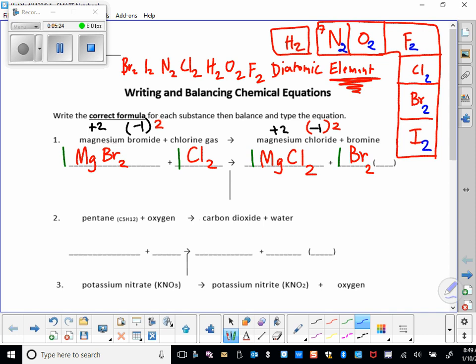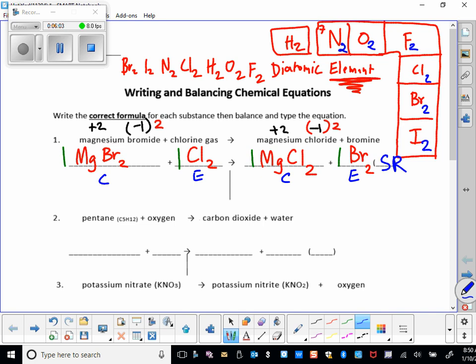Now, if you look at this, it is a compound made of magnesium and bromine. This is just an element. It only contains chlorine. This is a compound, magnesium and chlorine. That's an element. Element, compound, element, compound. What is the type of reaction? Is it synthesis? Yes, what is it? It is single replacement. So the type of reaction is a single replacement reaction. Is that clear? Do we understand?